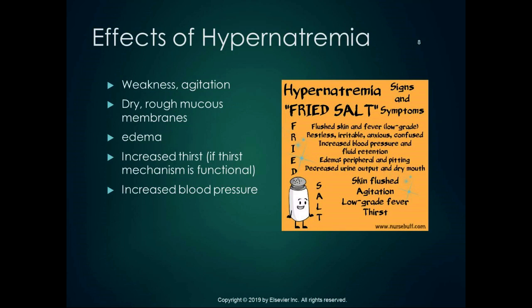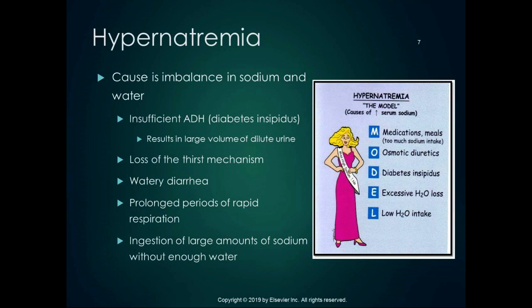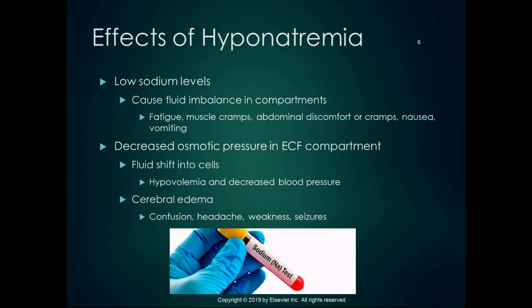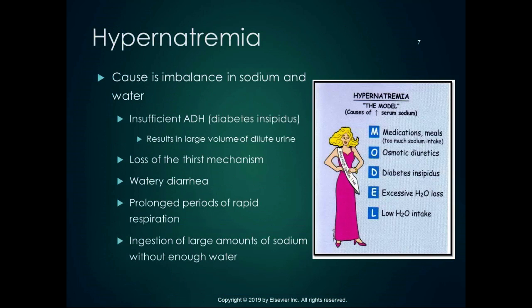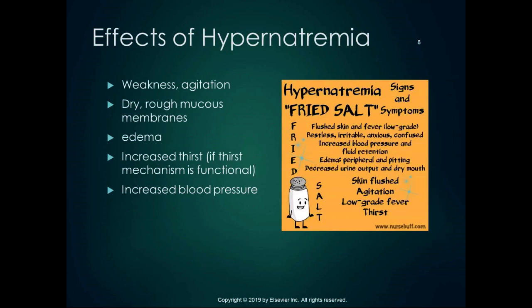So the implications for therapy for hypo or hypernatremia are the fact that edema and weakness and agitation are going to make it difficult to mobilize people. So with hyponatremia, low blood pressure, confusion, headache, weakness, seizures, these are all things that are contraindications to therapy. So that's really what we're concerned about, is how is this affecting whether or not we can get people mobile. And it certainly does affect that.